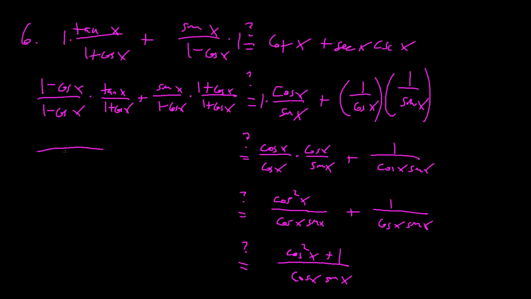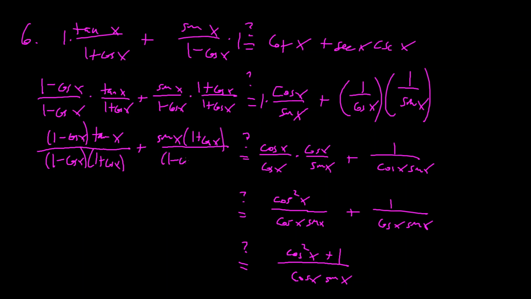So this first fraction is going to be, on the bottom, 1 minus cos x times 1 plus cos x. On the top, I'm going to have 1 minus cos x times tangent x. And the second fraction here is going to be sine x times 1 plus cos x over 1 minus cos x times 1 plus cos x.